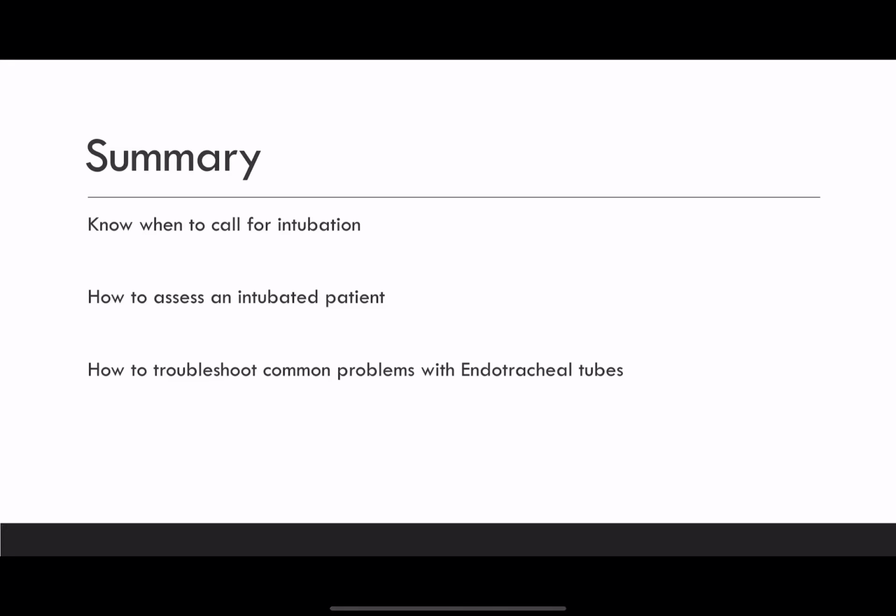Now, I hope that talk really demystifies some of the aspects of managing a patient with an endotracheal tube. I hope that you'll understand a little bit about when to call for an intubation, when to escalate a patient who is being admitted to the intensive care as a watch and wait, how to assess an intubated patient, especially when they first come onto the unit, where you might be the first person to look at that patient. And also some common troubleshooting of problems that can happen with endotracheal tubes.